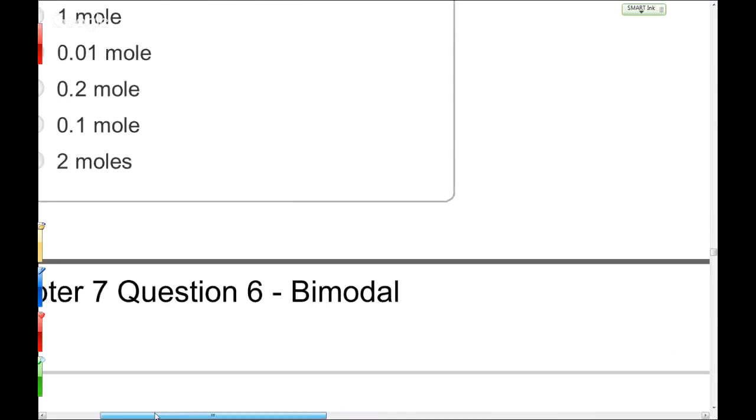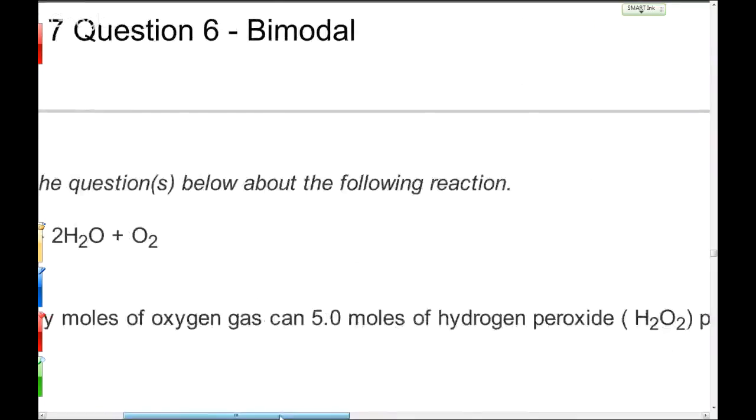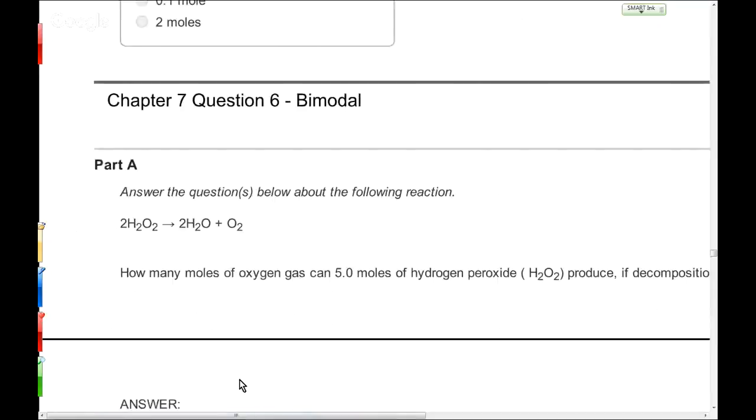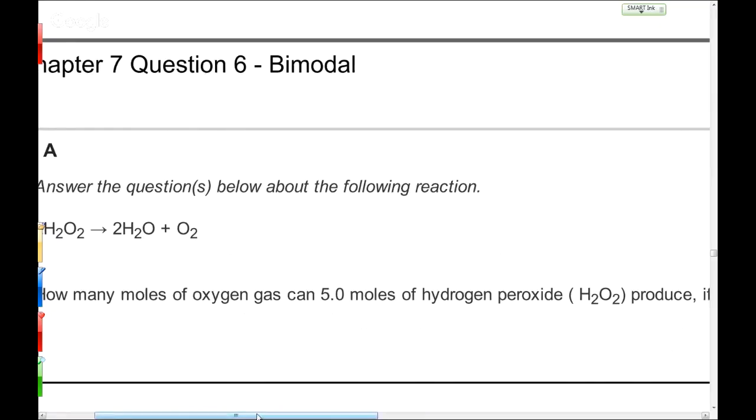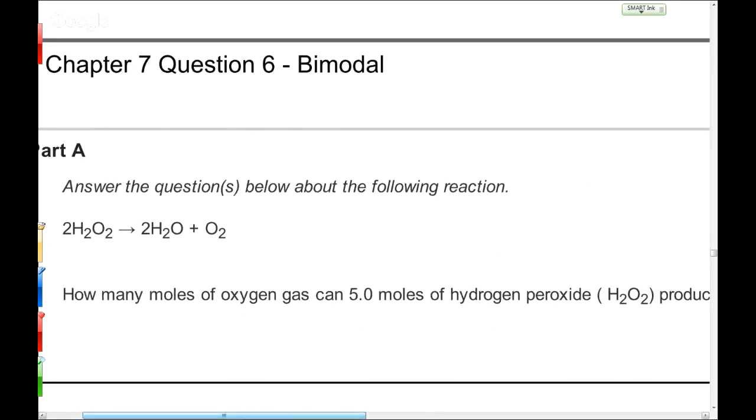Okay, what about this one? We can cut off the end. We know what it's trying to say. How many moles of oxygen gas can 5 moles of hydrogen peroxide produce? In this case, you could probably figure it out just by looking at it, but it might be helpful to write some mole to mole factors, and it'll be helpful if we have more complicated numbers in the future anyway.